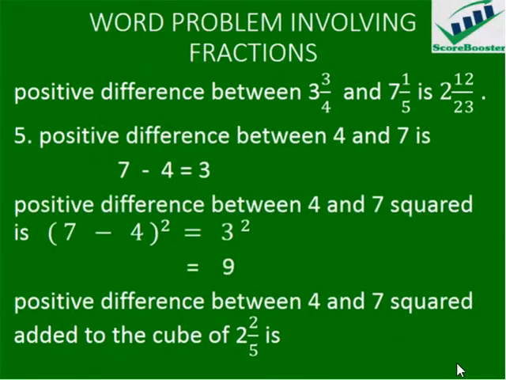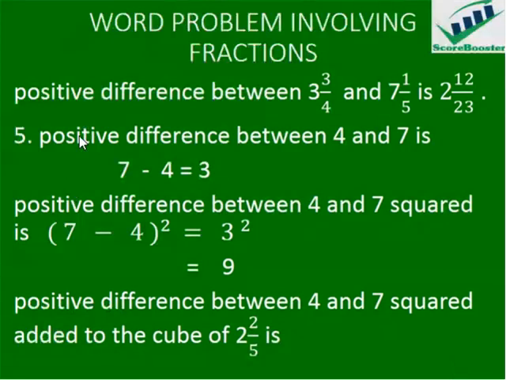So that question is more or less like an instruction to follow. The first thing you do, you find the positive difference between 4 and 7. When you obtain the result, you square it. After squaring the result, you add it to the cube of 2 whole number 2 over 5. After adding it to the cube of 2 whole number 2 over 5, you then divide it by what? The positive difference between the product of 6 and 2 and 3 whole number 2 over 5. That's more or less like a step to follow.